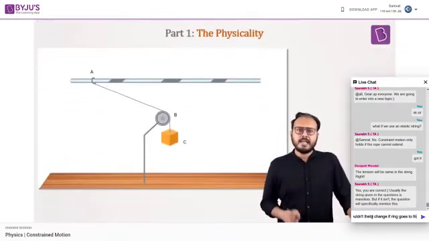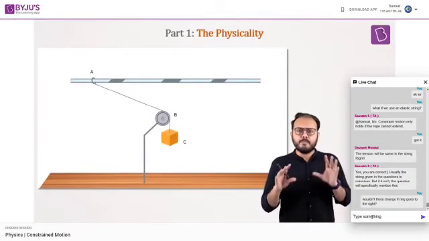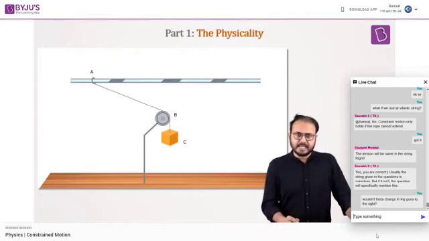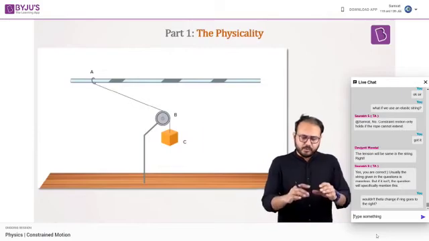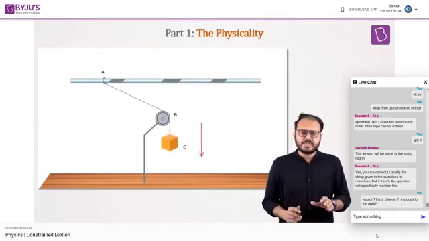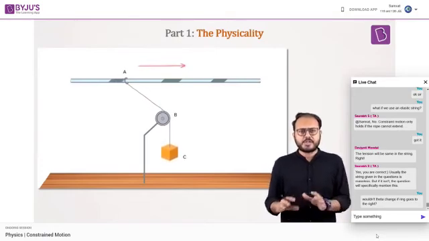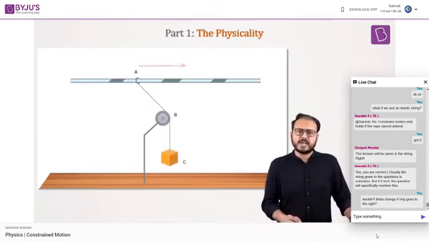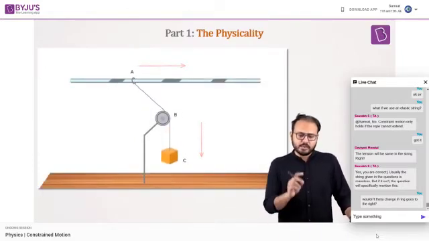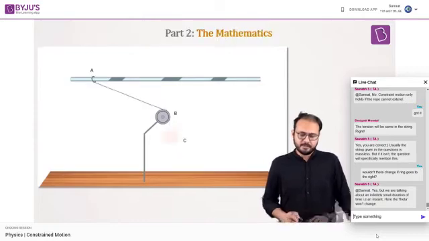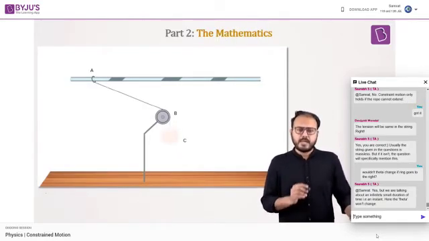Okay? Let me go through the physicality one more time. What is the physicality? Physicality means the manner in which the system behaves. So basically, the block C, because of its own weight, will definitely try to fall down. So it falls down with an intention to take the ring along with it. But the ring doesn't go along, it goes along-ish, because the ring has a constraint that it can only slide on the horizontal rod. C goes down, ring can only go right. Are we sorted with the physicality of the system? C falls down, A goes right.